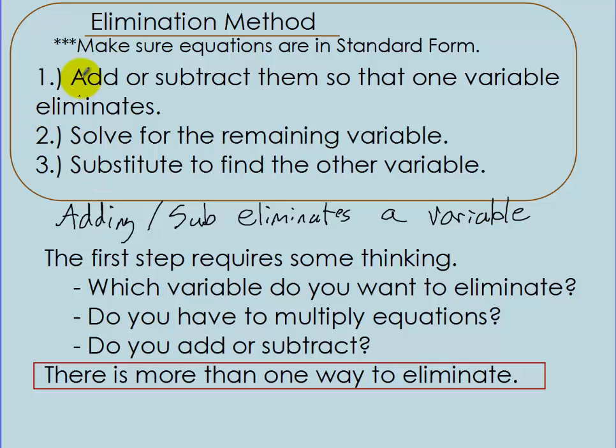The first part is where there's going to be a lot of trouble. How do I add and subtract? It's not always simple, because you have to make a few choices. Which variable do you want to eliminate? Do you have to multiply one of the equations first, or do you have to multiply both? Do you add or do you subtract? There are a lot of things you have to think about here.